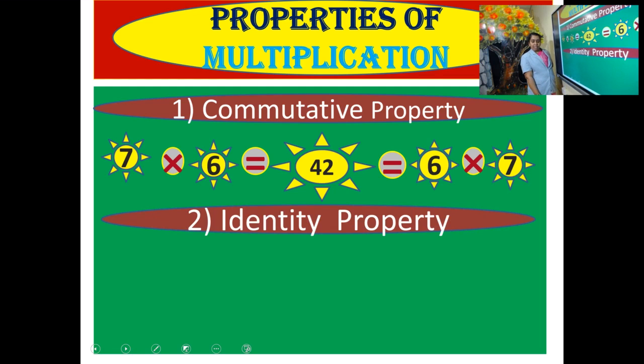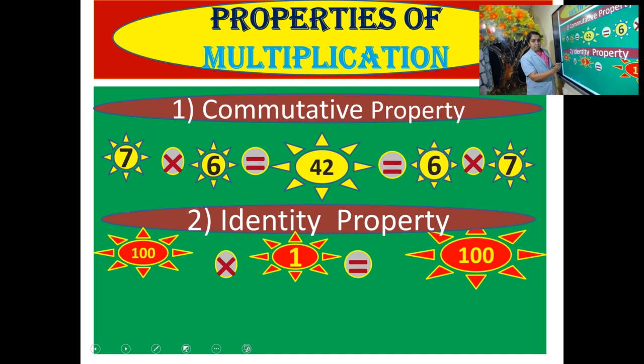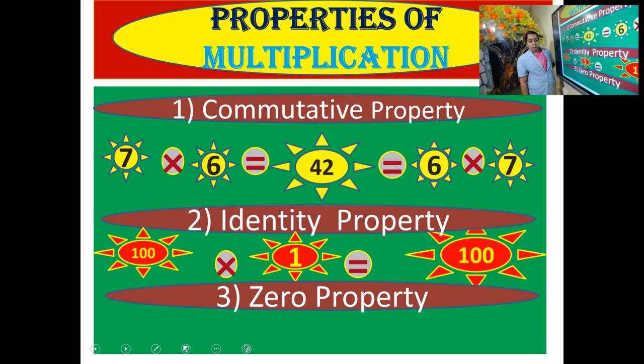Then the second property is the identity property. That means 100 into 1. 100 ones are 100. If you multiply 1 with any number, you get the same number as the answer. So 100 into 1 is 100. So the identity property means when you multiply 1 by any number, you get the number itself.